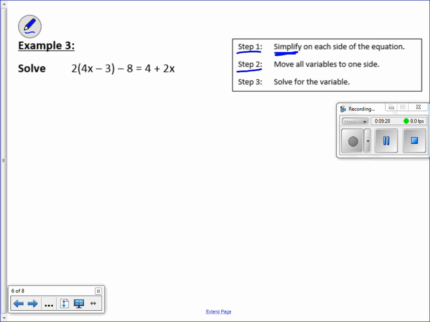So looking at those steps, if we look at this example, it says I've got to simplify. Well, I know that my expression is not simplified if I still have parentheses. So in order to get rid of those parentheses, I've got to distribute what's on the outside. So once I distribute, I have 2 times that 4x gives me 8x, and then 2 times the negative 3 gives me a negative 6, minus 8 is equal to 4 plus 2x. Now that I distribute the 2, notice that my parentheses have dropped.